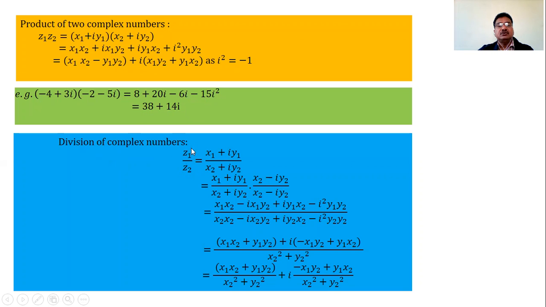can divide two complex numbers, that is z1 divided by z2, x1 plus iy1 over x2 plus iy2. Then we rationalize the denominator, that is multiply by the rationalizing factor, or conjugate factor, of this x2 plus iy2. That is multiply by x2 minus iy2 divided by x2 minus iy2. This is called rationalization. And then the multiplication of these two brackets is this: x1 x2 minus i x1 y2 plus i y1 x2, and then the last term minus i square y1 y2.